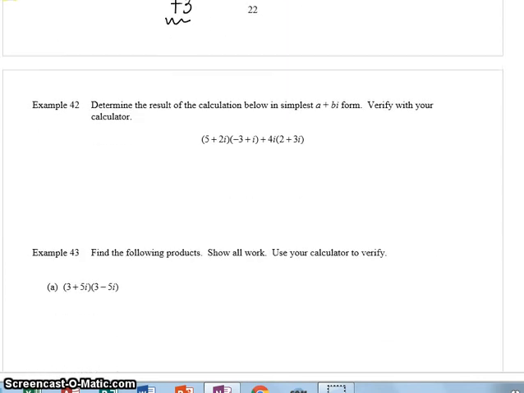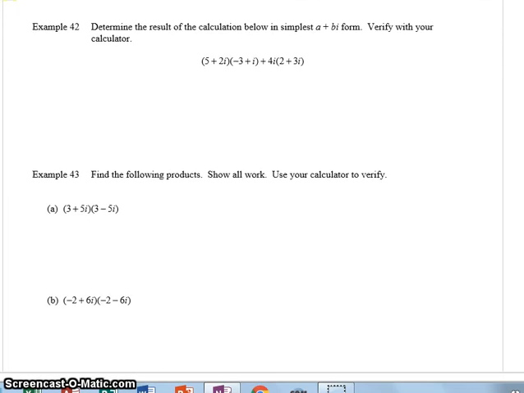Example 42. Determine the result of the calculation below in simplest a plus bi form. Verify with your calculator. Alright, so I'm going to do a little distributing here. That's going to be 8i plus 12i squared. Okay, we'll change this in a minute. But you guys know that's going to be a negative 12 because it's 12 times negative 1.